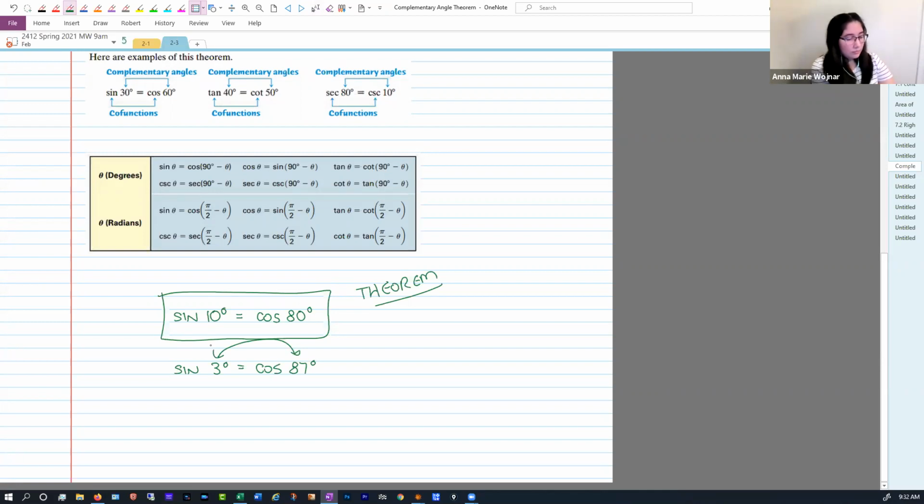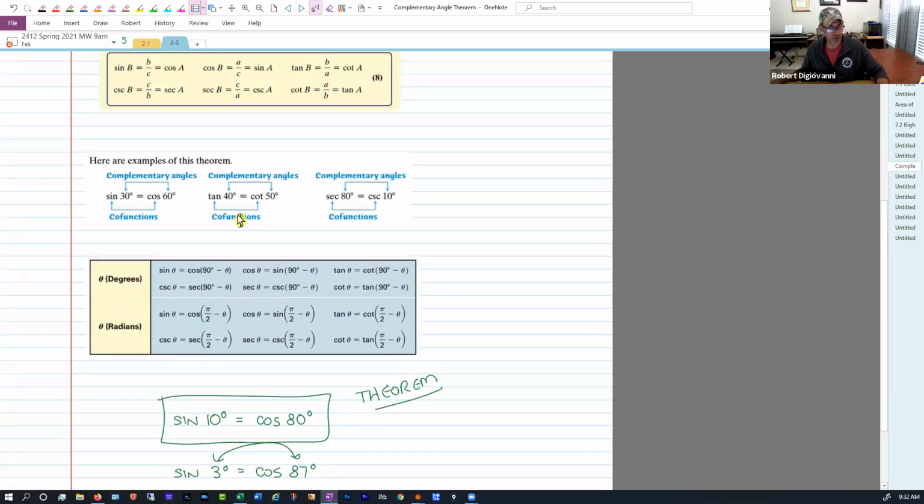And it works the same way with the other trig functions. It works with tangent and cotangent. Okay, so tangent of 40 degrees would be equal to cotangent of 50. See, 40 and 50 add up to be 90. And then it works with secant and cosecant. And this is basically the theorem written right here. Okay. So think about it. If this right here said sine of 10 degrees, then what we would do is we take 90 and take away 10, that would be 80. And that's why this side would be cosine of 80.